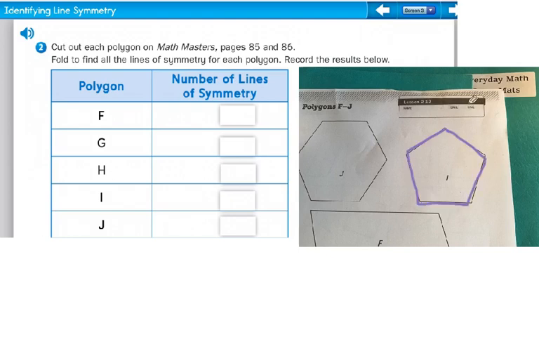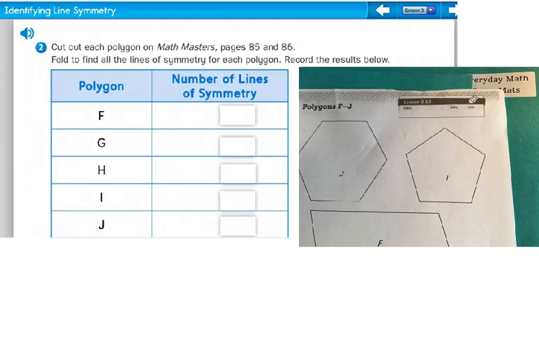It's a 5-sided shape. Does anyone know what a 5-sided shape is called? We have a building in Washington, D.C. that's named after this shape. It is called a pentagon. Now be careful with this one.